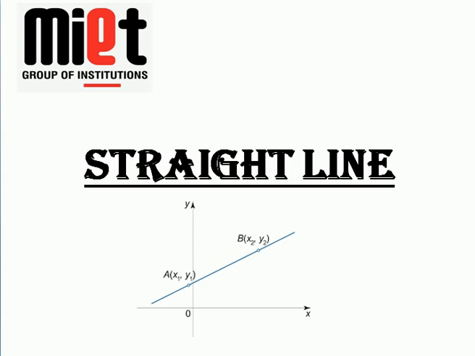How can we define the straight line? A straight line is the set of all points between 2 points and extending beyond the 2 points. So we can say it is the one-dimensional geometrical object.